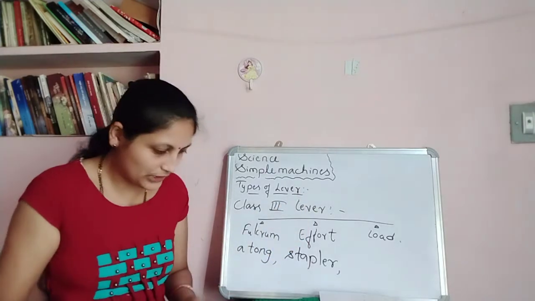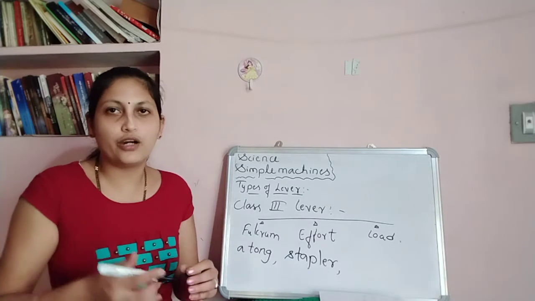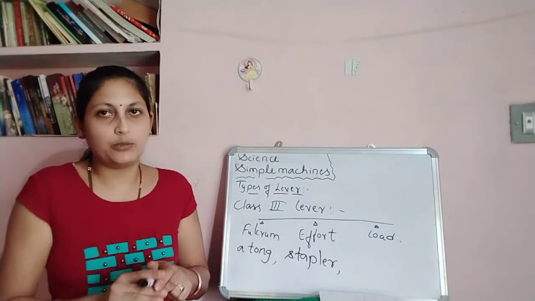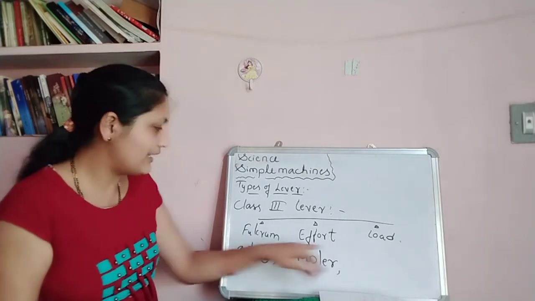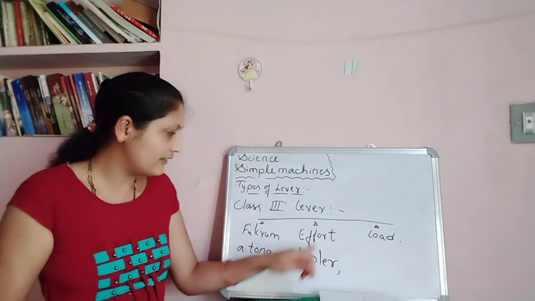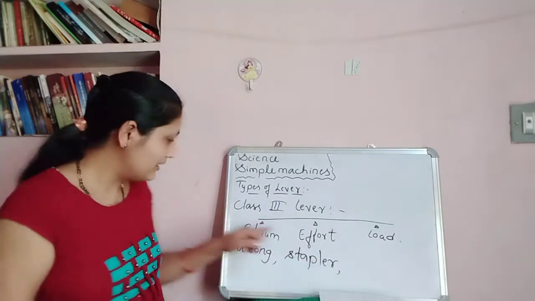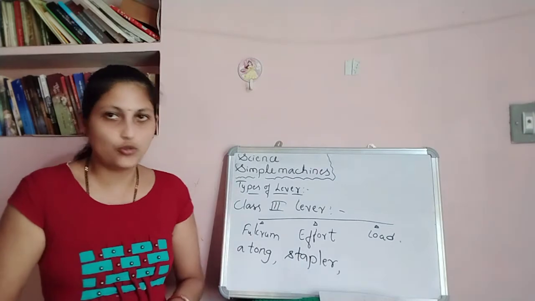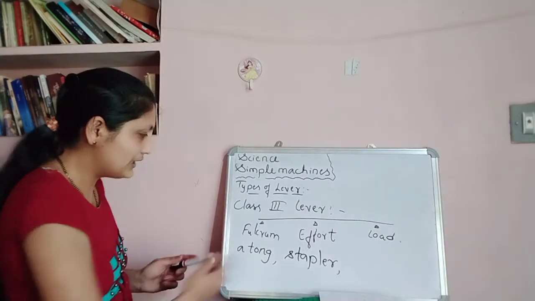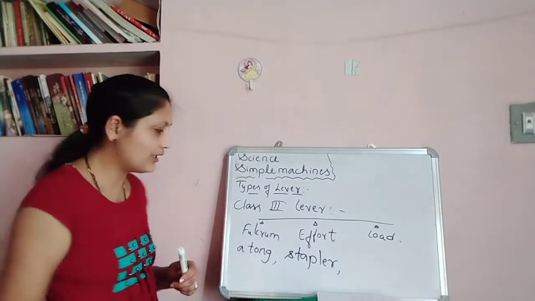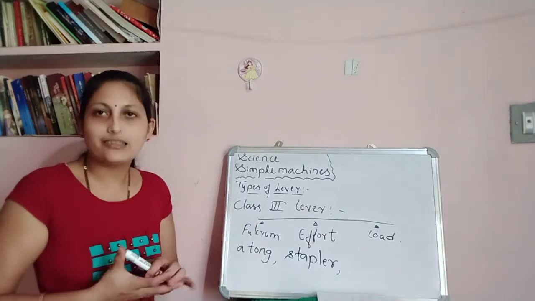Shovel, I don't have here. Shovel means they'll use for making tar roads. That is like a spatula. So, okay, that is shovel. These are some of the examples of class 3 lever. In this case, effort will be at the center, fulcrum is at one end, load will be at the another end. So example, a tong, stapler, then fishing rod, broom. These are all the examples of class 3 lever.